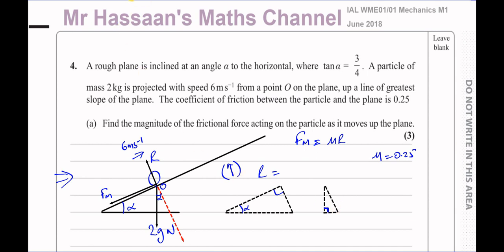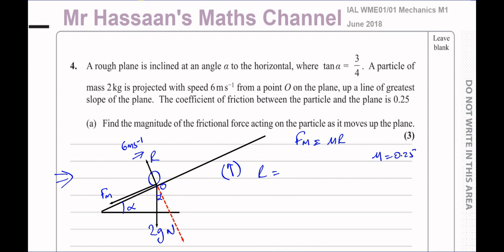We don't know what they are, but it doesn't matter. I know that this angle is the same as that angle. Two of the angles are the same in both triangles, so they are similar triangles. That means the third angle must be the same as well. So that's the reason why this is alpha. That's a way that I like people to understand what's going on.